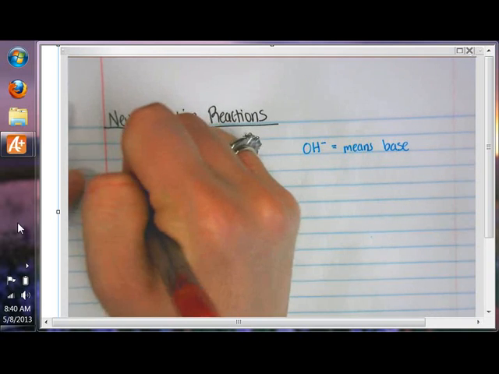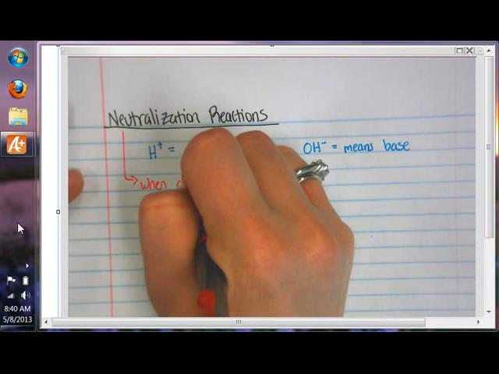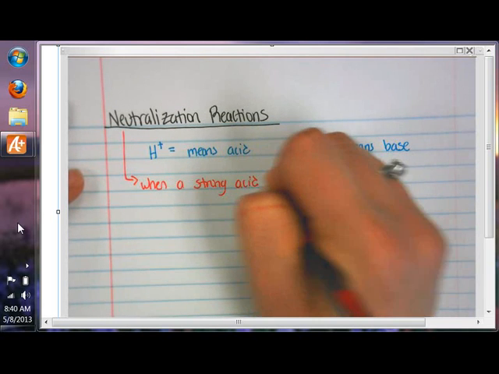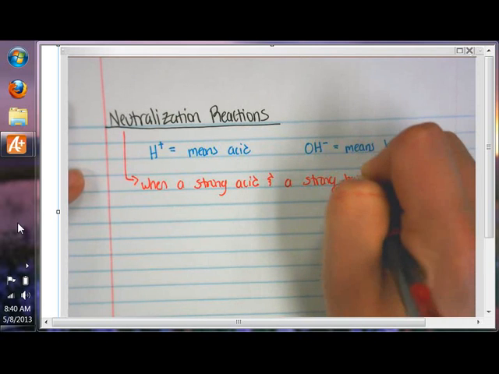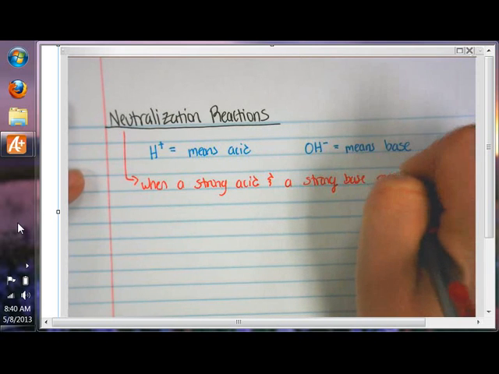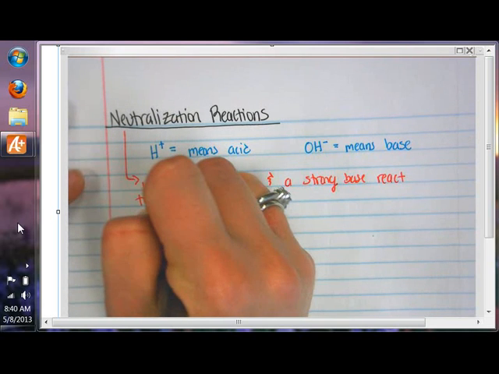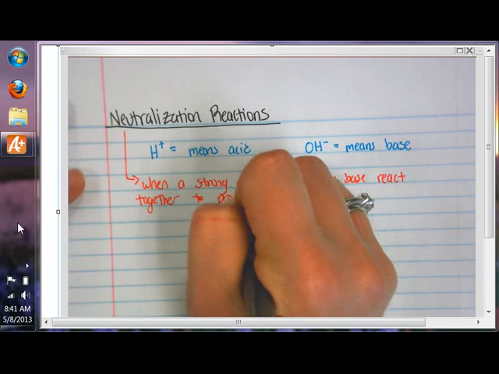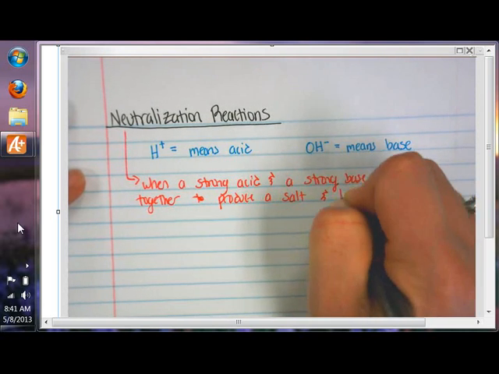A neutralization reaction is when a strong acid and a strong base react together to produce a salt and water, H2O.